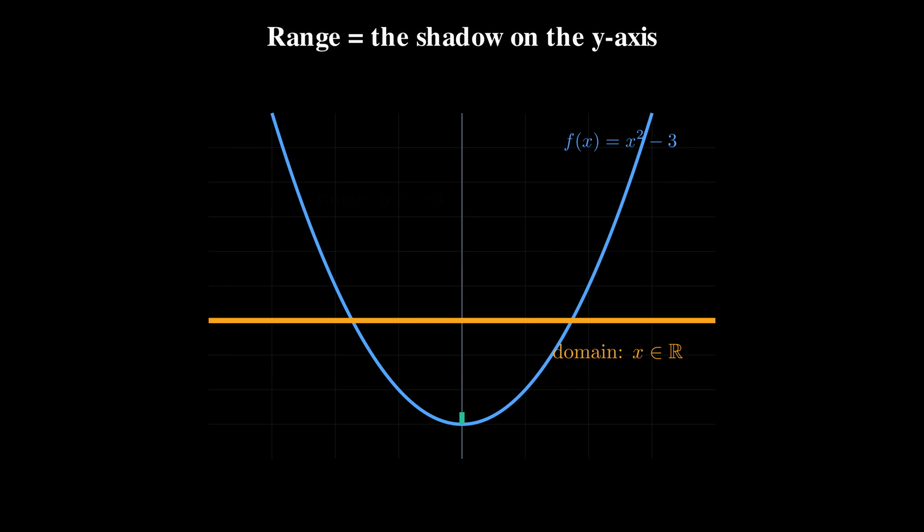The range is the y-axis, from minus 3 upward, because the curve bottoms out at minus 3 and opens up forever above it. Range is y greater than or equal to minus 3. Reading range is really just reading the height the curve reaches, its shadow on the y-axis.